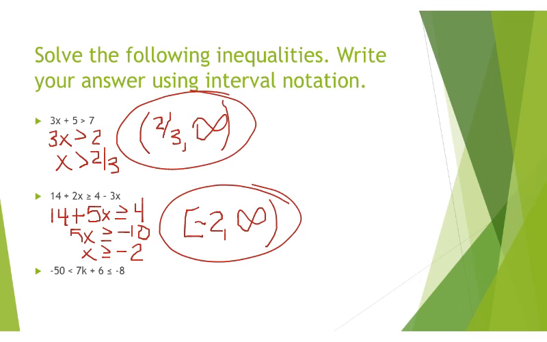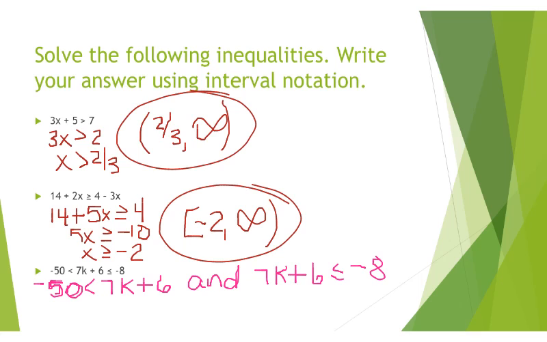My final inequality here is a compound inequality. So -50 is less than 7k plus 6, and 7k plus 6 is less than or equal to -8. So here if I subtract 6 from both sides, I have -56 is less than 7k, so -8 is less than k, or k is greater than -8, and here 7k is less than or equal to -14, so k is less than or equal to -2.